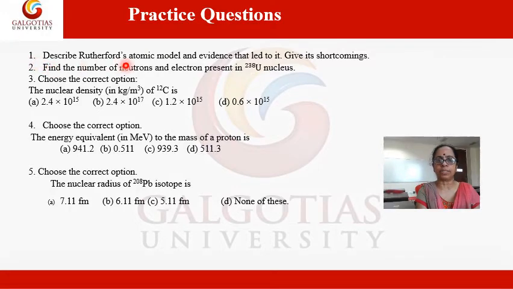Practice question: describe Rutherford's atomic model. Second question: find the number of neutrons, protons and electrons present in the uranium-238 nucleus. Third question, choose the correct option: nuclear density of carbon-12 is, 4 options are there, check which one is correct. Fourth question: the energy equivalent in mega electron volt to a mass of proton, 4 options are there. Then another: nuclear radius of lead-208 isotope is, 4 options are there, which one is correct, you check it.